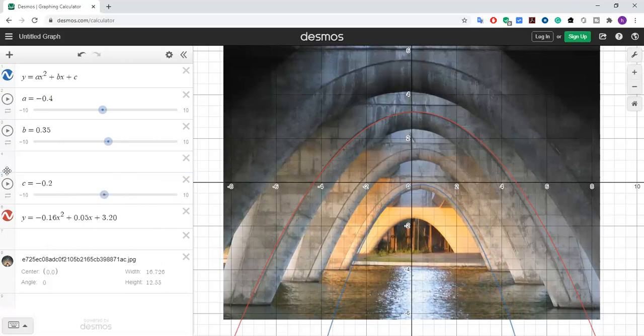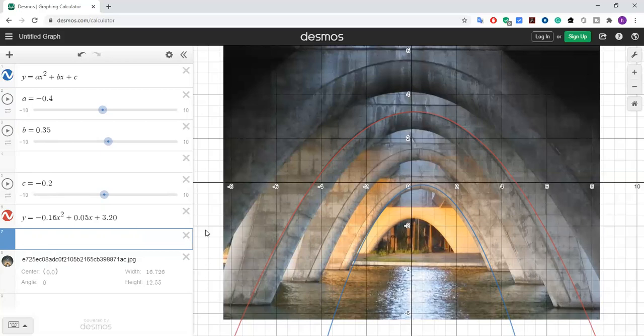Yeah, see, another equation again formed, right? So this one equation is negative 0.4 x squared plus 0.35x minus 0.2. Okay, so another equation has been formed. Like this, you can find different curvature and get the equation.